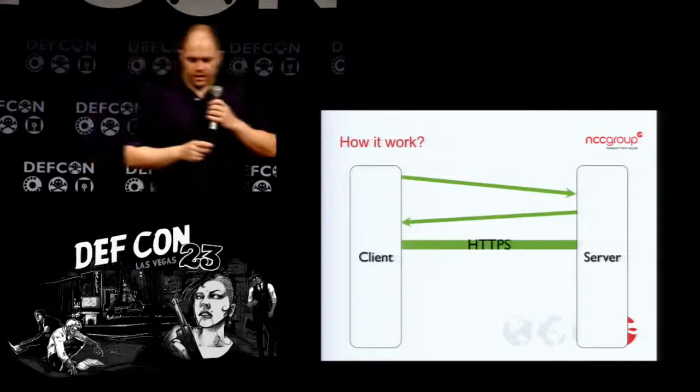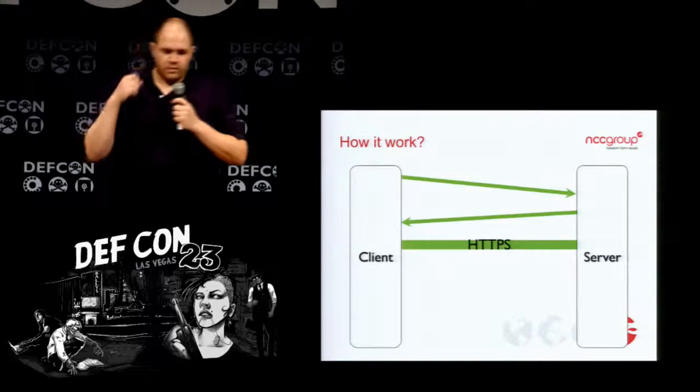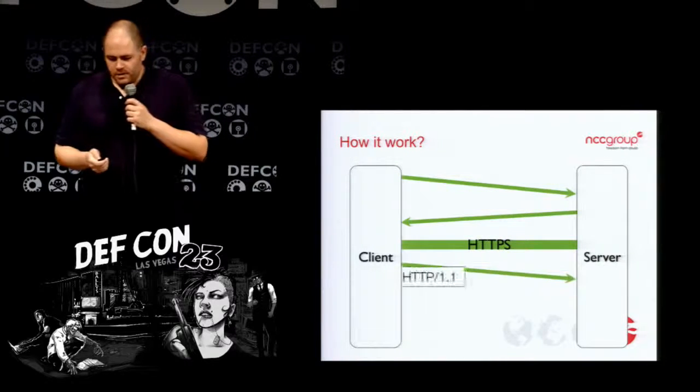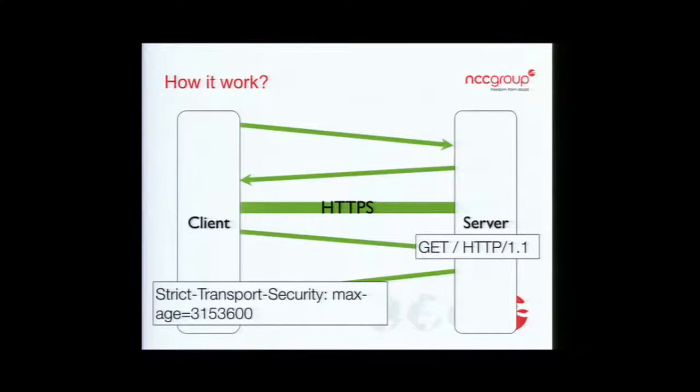So how does it work? When you have the first HTTPS connection, the server sends a header that says Strict-Transport-Security, max-age, and a number of seconds. This means the server says, okay, in the following 3 million seconds, you are going to connect always using HTTPS. If the user types just the hostname, you are going to connect using HTTPS. And even if the user clicks an HTTP link, you are going to connect using HTTPS. So this is what HSTS does.